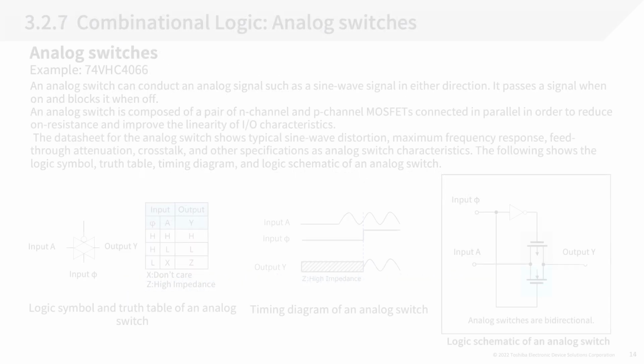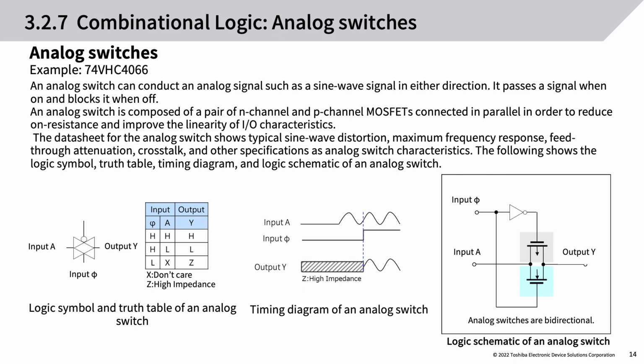Combinational logic, analog switches. An analog switch can conduct an analog signal such as a sine wave signal in either direction. It passes a signal when on and blocks it when off. An analog switch is composed of a pair of N-channel and P-channel MOSFETs connected in parallel in order to reduce on resistance and improve the linearity of I/O characteristics.